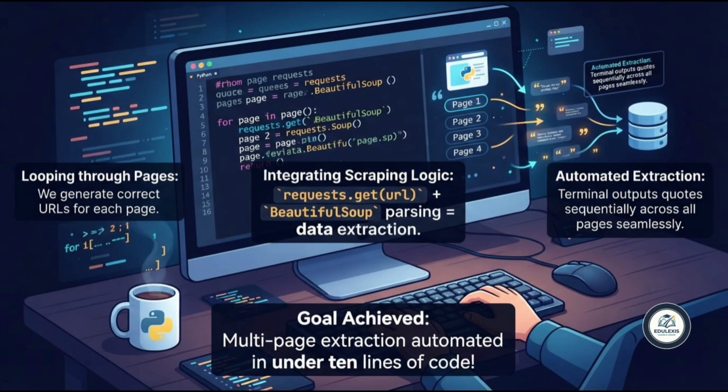Now that our loop generates the correct URLs, let's plug our scraping logic inside it. We send a requests.get(url) request, parse the HTML with BeautifulSoup, and extract the elements we want, in this case, the text of each quote. Watch how the terminal outputs quotes from page 1, page 2, page 3, and so on, seamlessly. We have just automated multi-page extraction in under 10 lines of code.